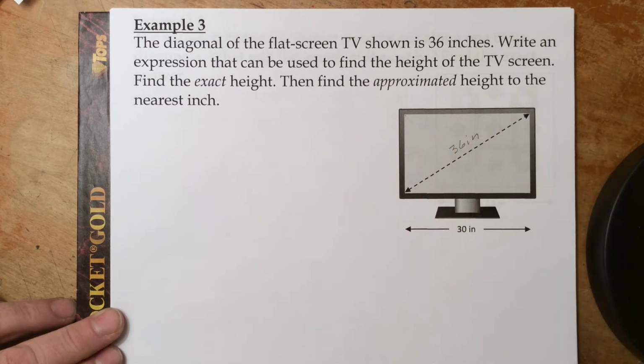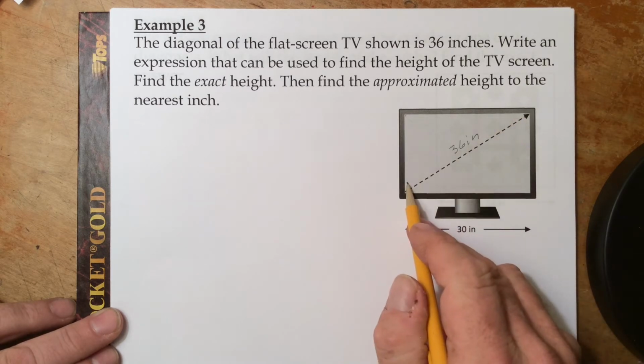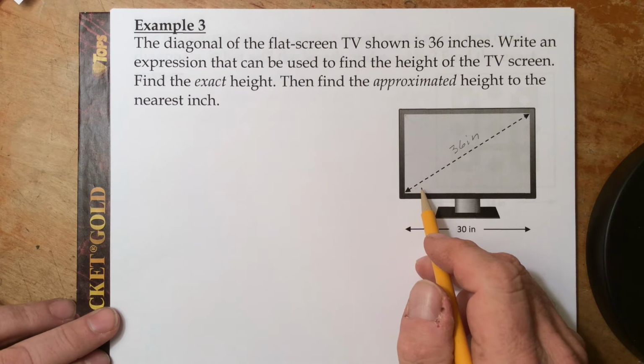And by the way, when you buy a television and they advertise it as a 36-inch television, they are referring to the diagonal, not the width and not the length. They're referring to the diagonal. So this would be a 36-inch television.